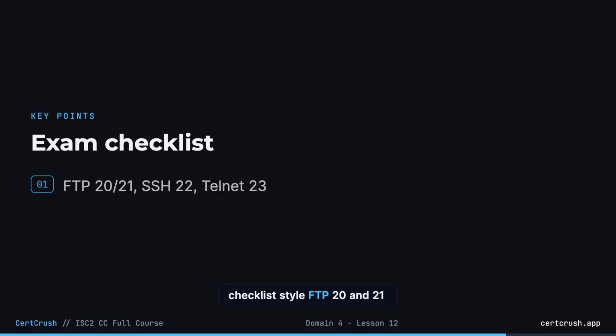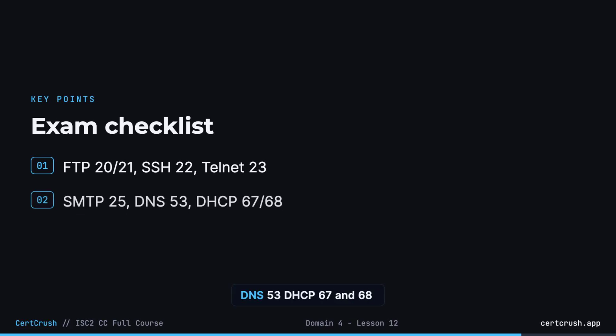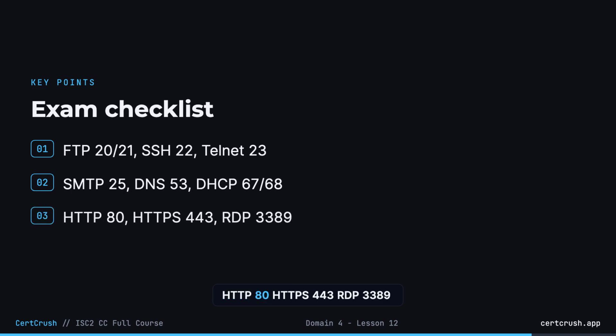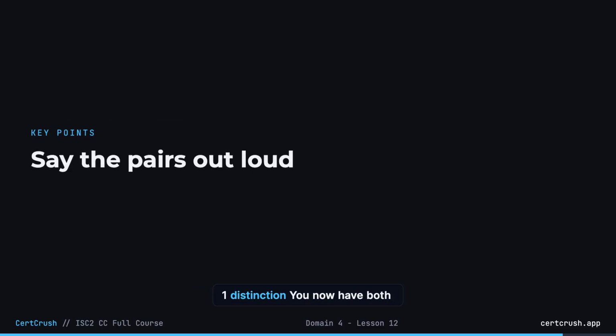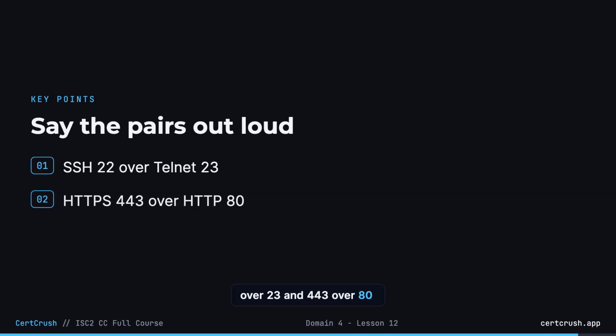Let me lock it in, checklist style. FTP, 20 and 21. SSH, 22. Telnet, 23. SMTP, 25. DNS, 53. DHCP, 67 and 68. HTTP, 80, HTTPS 443, RDP 3389, and the big one. TCP is a phone call, reliable and connection-oriented. UDP is a postcard, fast and connectionless. Remember I promised 9 numbers and 1 distinction? You now have both. Say the 2 secure versus insecure pairs out loud right now. 22 over 23 and 443 over 80. If those came fast, you are exam ready on this.